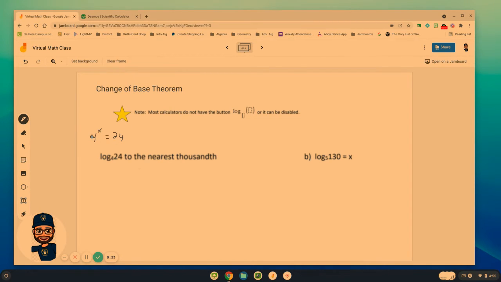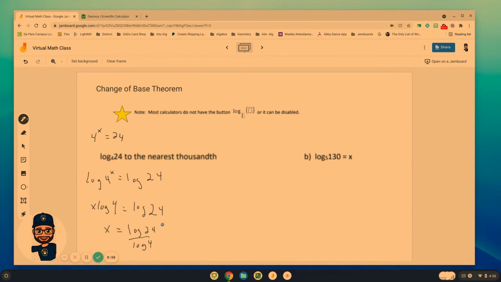And what we just talked about was, in order to solve, we take the log of both sides. Log of 4 to the x equals log of 24. Move the x out front. X times the log of 4 equals the log of 24, which means x equals the log of 24 over the log of 4.